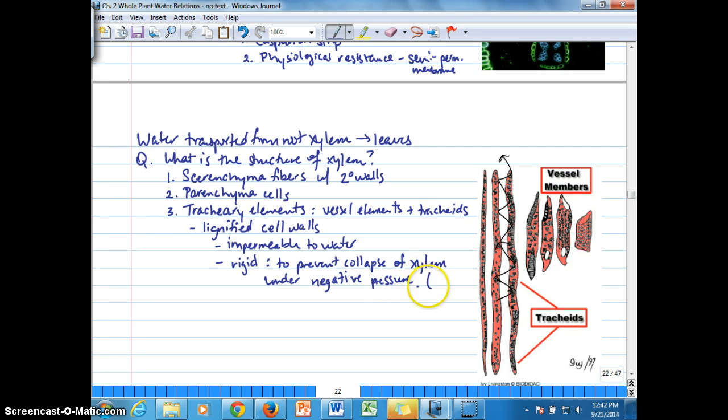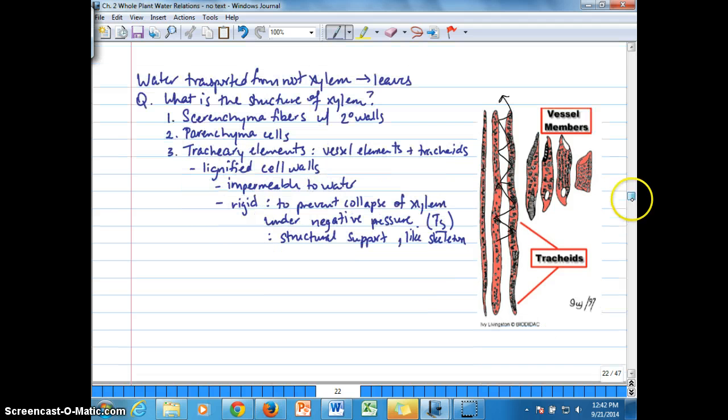Which is the state that the xylem is in when transpiration is occurring, and that's the abbreviation here that we're going to use for transpiration. And again, the rigidity also provides structural support, so that plants can stand upright like a skeleton, supporting those softer tissues.